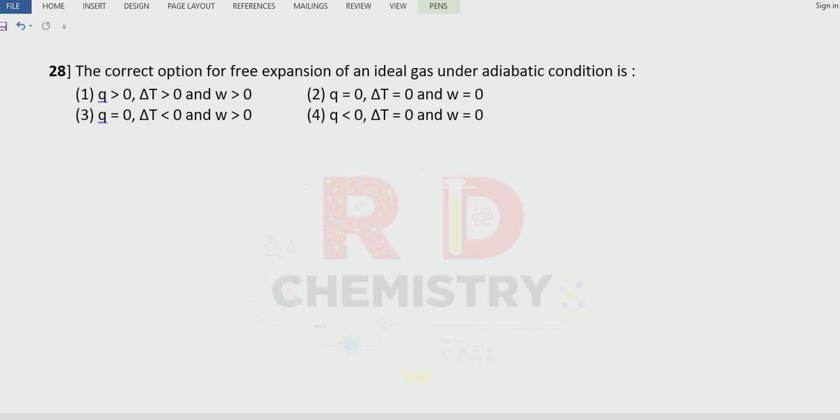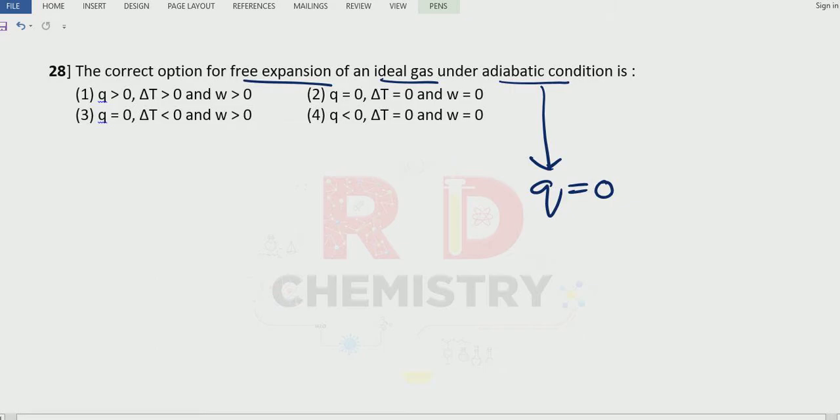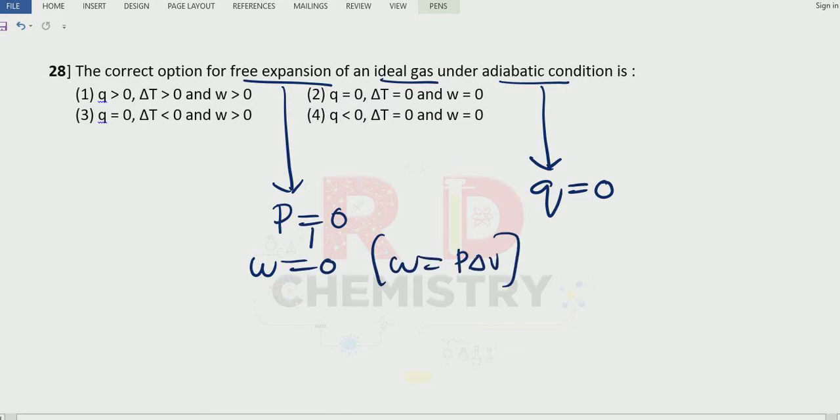Question number 28. The correct option for free expansion of an ideal gas under adiabatic condition. When I say adiabatic condition, heat is neither going into the system nor coming out of the system. Therefore, Q is equal to 0. Heat is equal to 0. And they have given a free expansion. Free expansion means the gas can expand easily without any external pressure applied. So pressure is 0. Therefore W is equal to 0, because W is equal to P into delta V. So when pressure is 0, work done is also equal to 0.